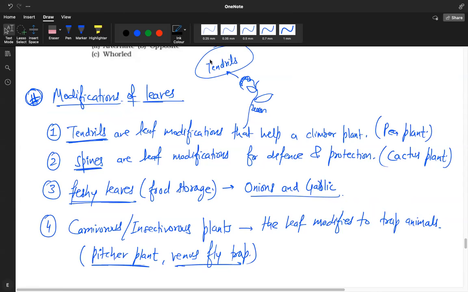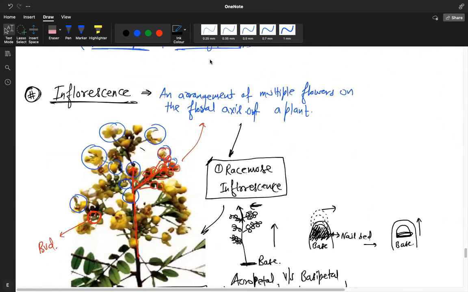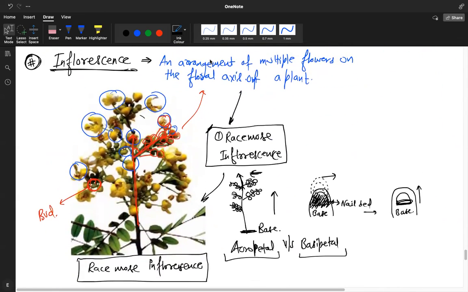Then we have discussed inflorescence. Inflorescence is defined as the arrangement of multiple flowers on the floral axis. There are two types, racemose and cymose. In racemose, the main axis continues to grow and the flowers are borne laterally in an acropetal succession. In cymose, the main axis terminates in a flower. It is limited in growth and new flowers are borne in basipetal order.